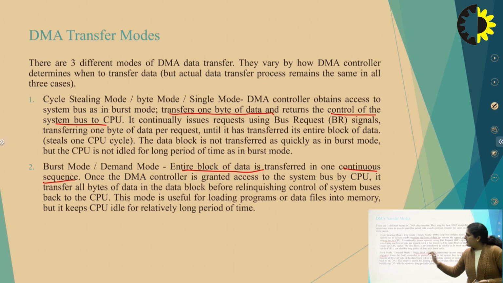Burst mode is mostly used by very fast devices like magnetic disks. This mode is very useful for loading programs or data files into memory, but it keeps the CPU idle for a relatively long time because it is sending the entire block of data. So for sending the entire block of data, time is needed, so it is a time consuming method. But in cycle stealing, only 1 byte of data is to be transferred, so the time is not that much as compared to burst mode.